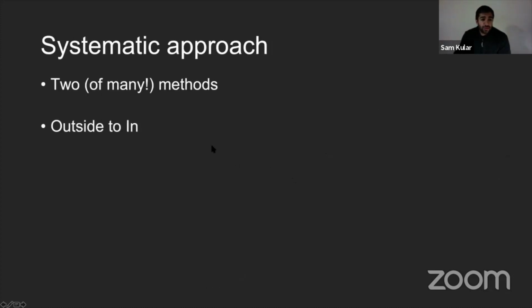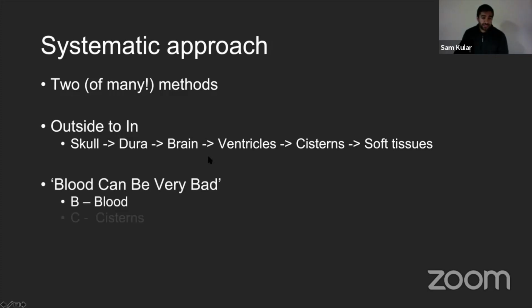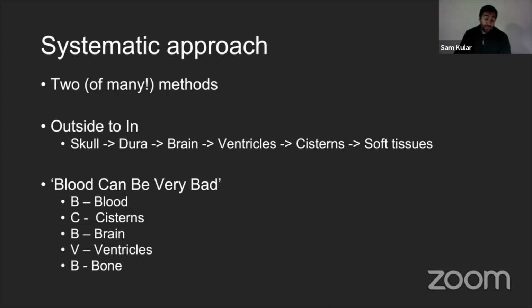Systematic approaches to interpreting CT head. I've listed two methods here, and these are two of many. One method can be an outside to inside approach, starting at the skull, going into the dura next, then going to the brain, and then assessing the ventricles, the basal cisterns, and then the soft tissues.